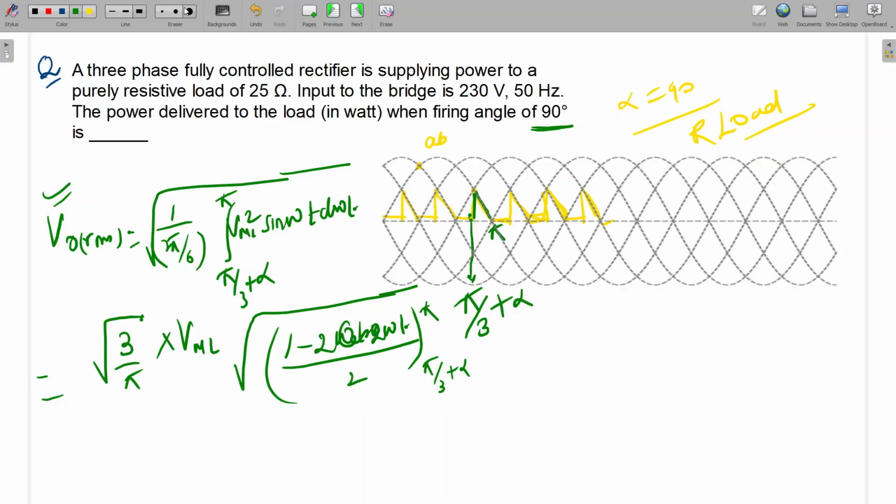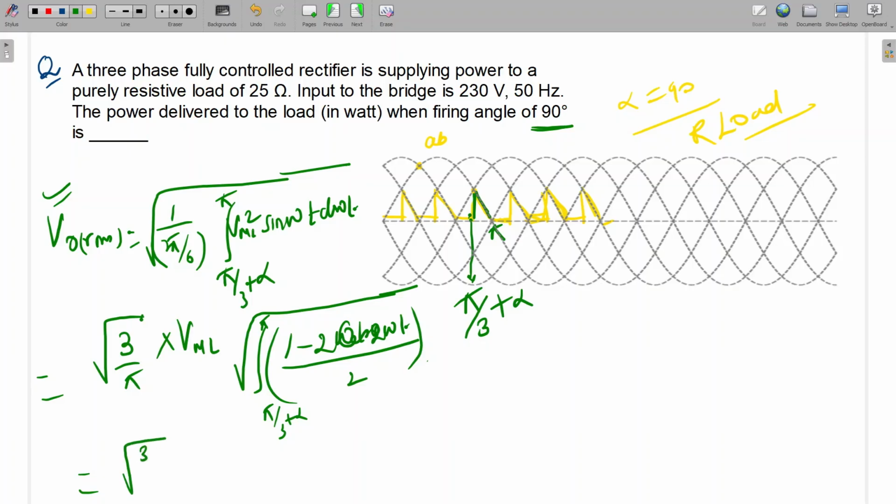I have made a mistake here. This should be omitted. Here we should take integral. So integral will be pi by 3 plus alpha to pi. Okay. Is it clear? Can anyone reply?